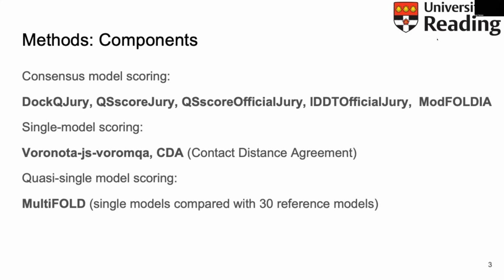We also use 2 different single model scoring methods, Voronota, VORA-MQA, and the CDA score, which stands for Contact Distance Agreement Score, and we use the contact prediction profiles from ColabFold for that. And finally, we also used a quasi single model scoring method, which made use of reference sets of models generated by the MultiFOLD method. Here, the single model is compared against 30 reference models generated using MultiFOLD, which I'll tell you about more shortly.